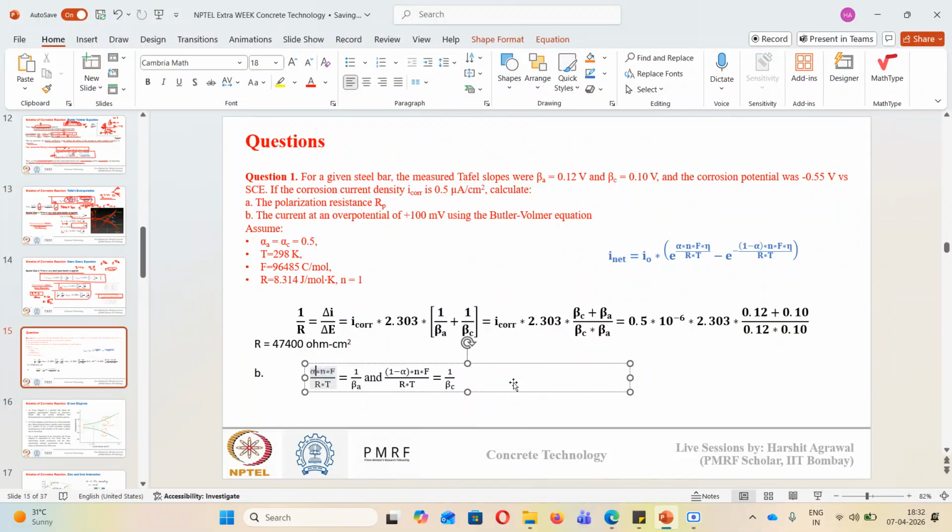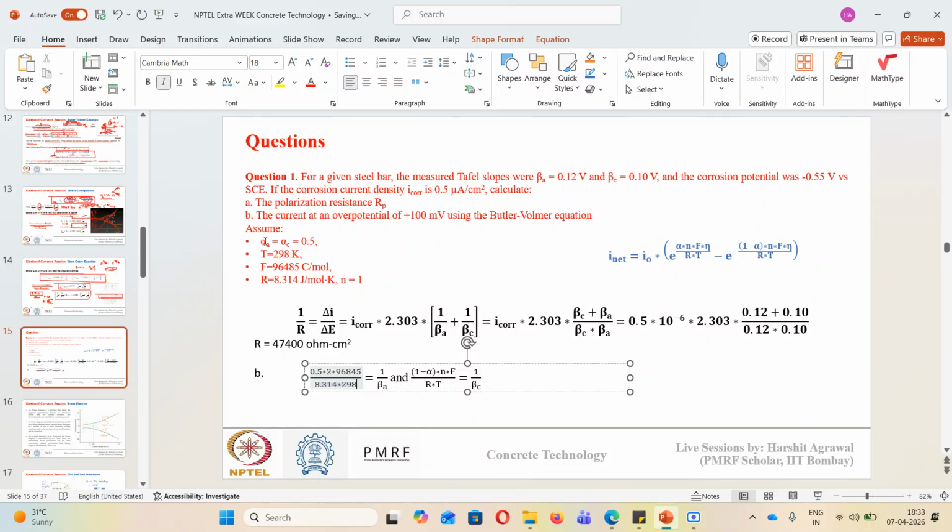Okay, so alpha. Assuming that we are at equilibrium, we will take alpha as 0.5, n is 2, F is 96485, R is 8.314, and T is 298.